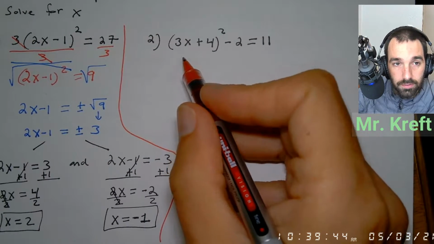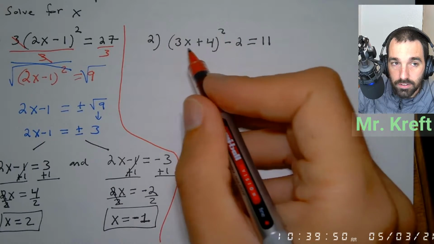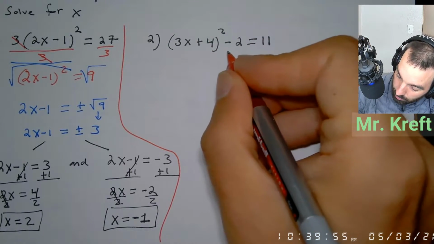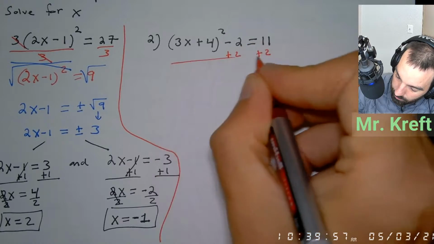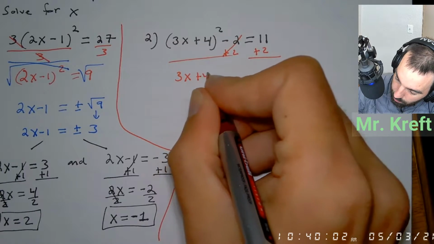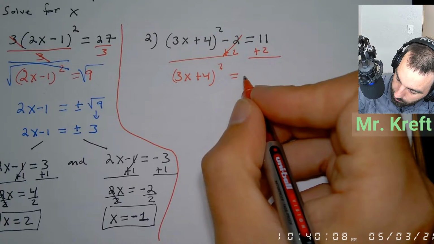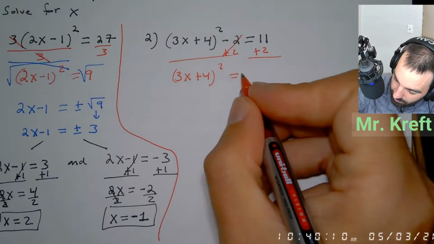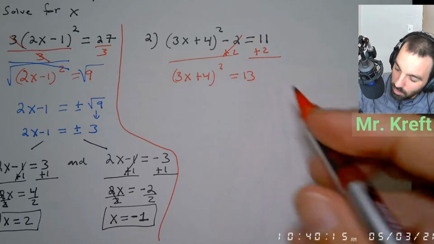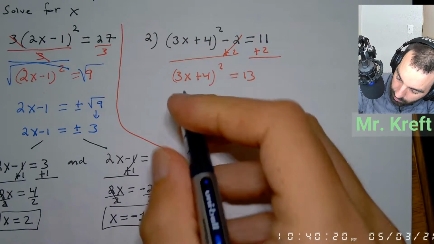All right. Okay, so same type of problem. We have a squared term, but it's just on the inside. So I'm going to try to get the squared by itself first. I have a minus 2 here, so I'm going to add 2 to both sides. I'm going to end up with the quantity 3x plus 4 squared, and then 11 plus 2 is 13. Then I'm going to square root both sides, because I got the squared term by itself.